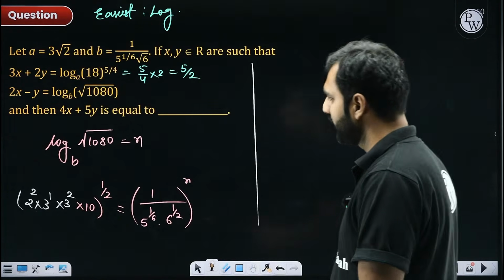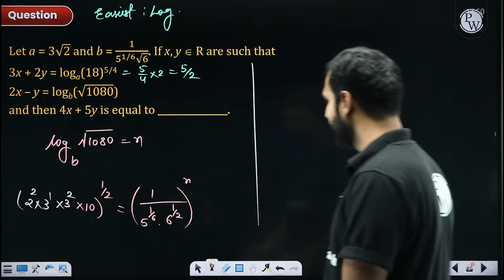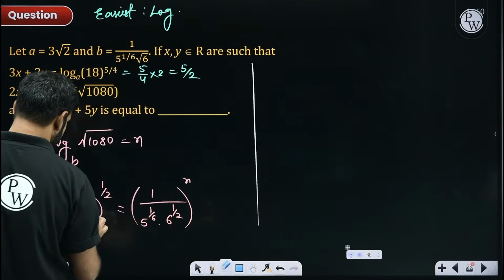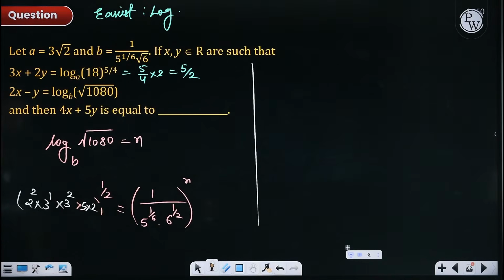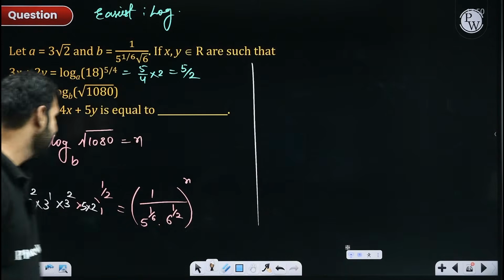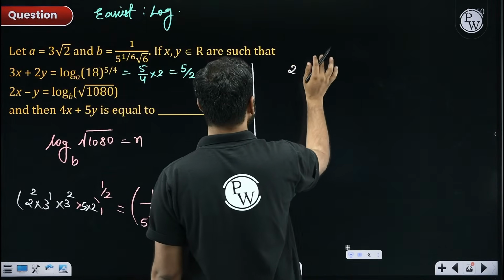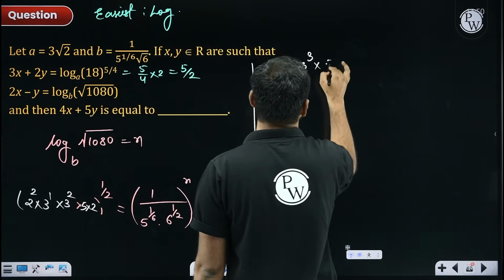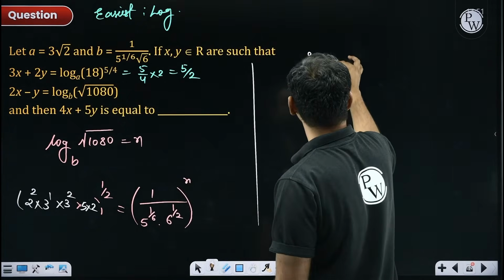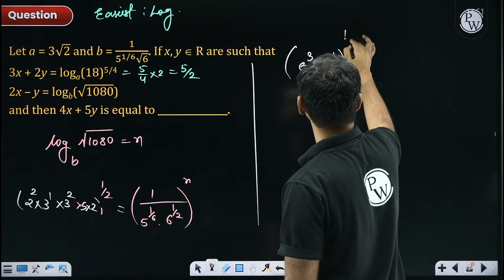No confusion on that. So let me rewrite the left hand side first. 10 is of course 5 into 2, so this 10 also I'll be writing as 5 into 2. I hope everybody is comfortable with that. So I get 2 cube and 3 cube and 5. So 2 cube and 3 cube means what? 6 cube and 5 to the power 1, whole raised to the power 1 by 2.